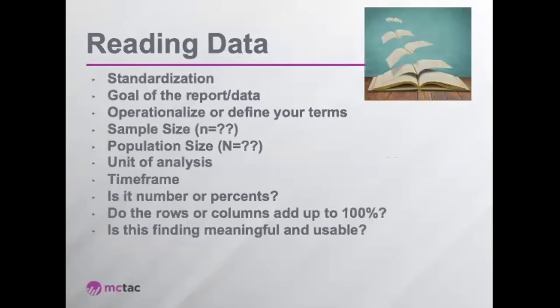So when we're thinking about reading data, these are just some key points to think about when we're reading a report or an article having to do with data. The first point really is related to standardization. Standardization is really important and always comes up when we're talking about data. When I say standardization, what I mean is the process of making sure that your data elements are defined and measured in a similar and systematic way so that data can be compared, right?